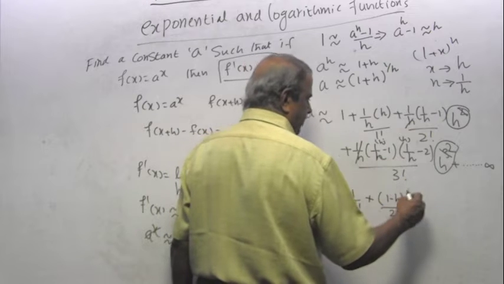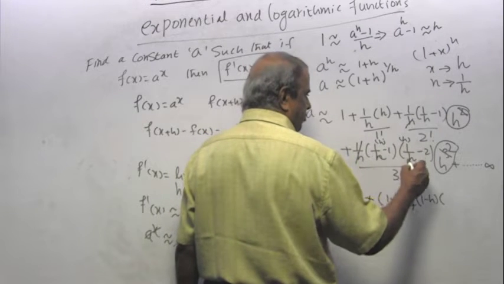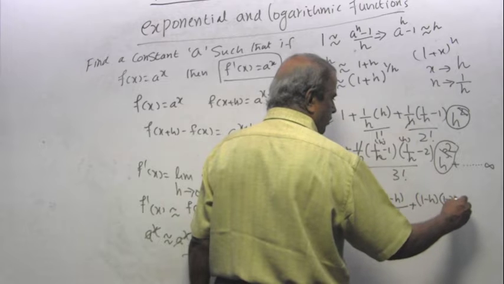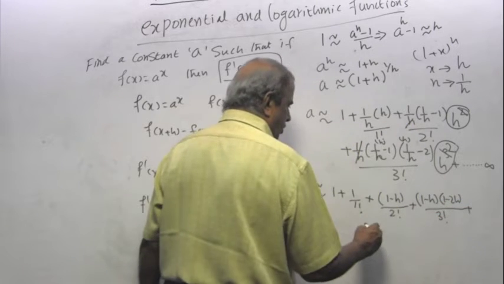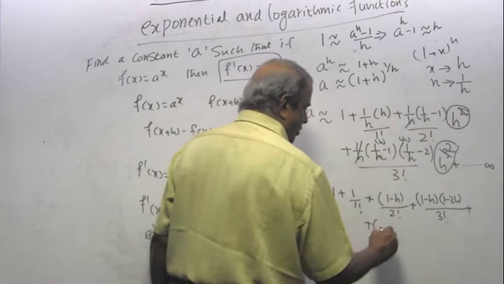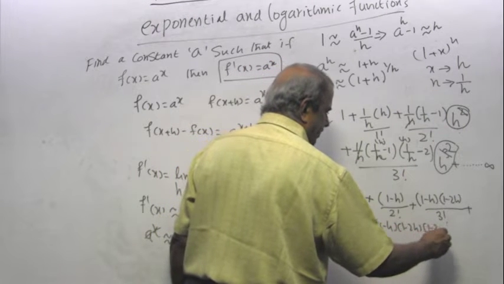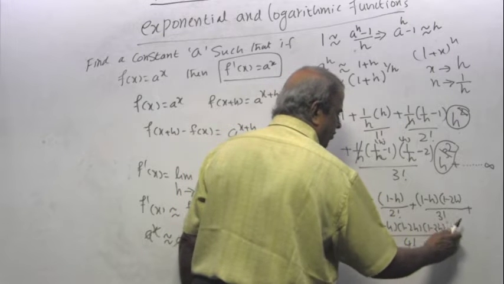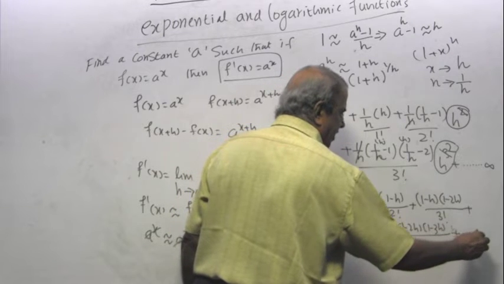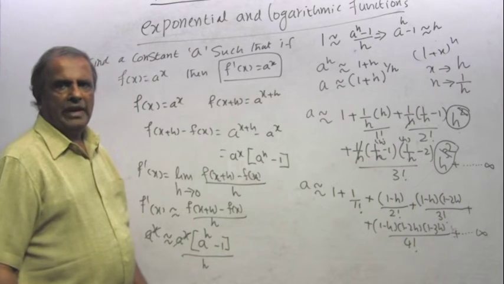What do I get? h times 1 over h minus 1 gives you 1 minus h. h times 1 over h minus 2 gives you 1 minus 2h over 3 factorial. If I now want the pattern, 1 minus h, 1 minus 2h, 1 minus 3h over 4 factorial, plus etc. to infinity. This is the approximate value of a.